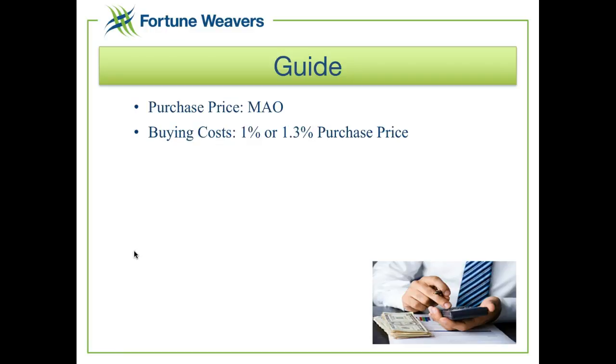Our buying costs are always going to be run at 1% if we're all cash, or 1.3% if we're using a hard money loan. Included in those costs will be points that a hard money lender charges.